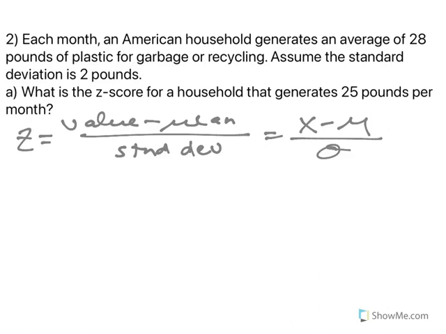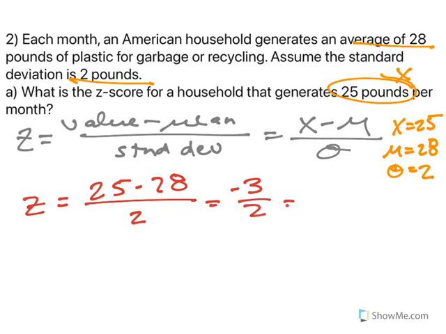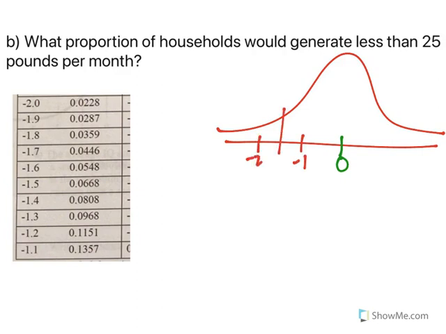Great. What do we have? We have a value. Value is what we're looking for. So the x is 25. The mean is 28. And the standard deviation is 2. So let's substitute those in. Z equals 25 minus 28 all over 2. That gives me a negative 3 over 2 or a negative 1.5. So if I'm drawing my normal distribution curve, again, remember zero's in the middle. So negative, and we'd have negative 1, negative 2. So negative 1.5 is somewhere between those.